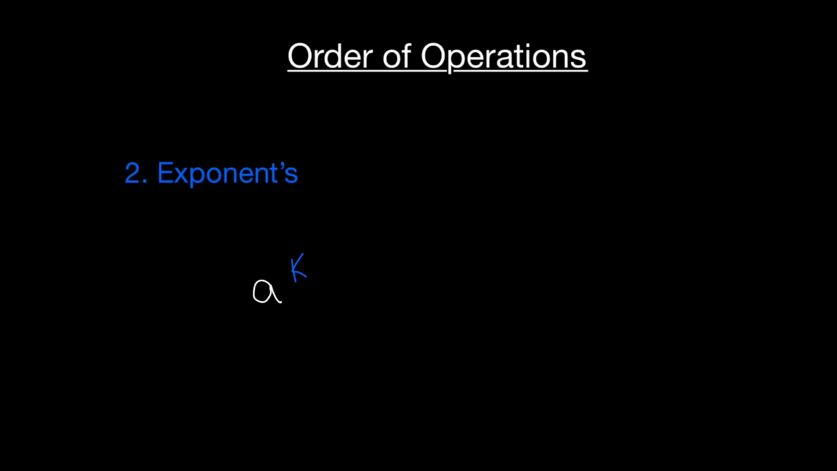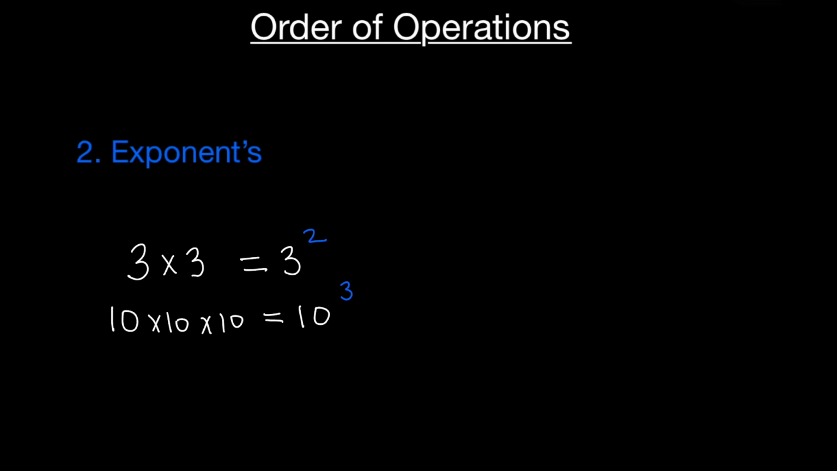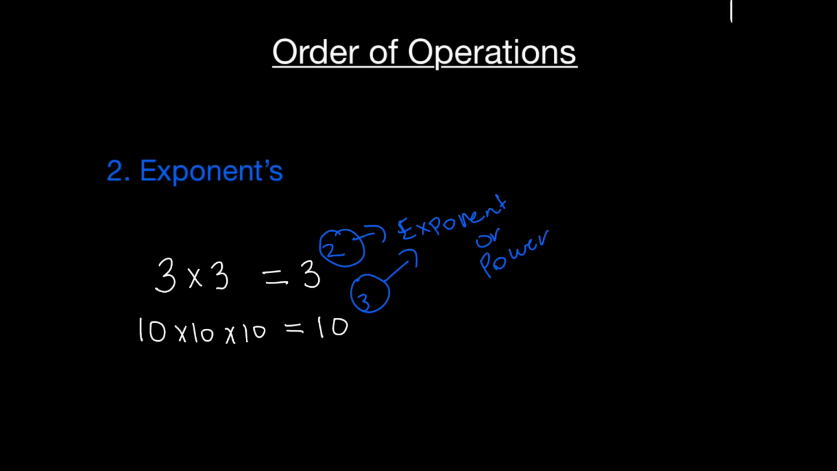The next rule is exponents. Exponents are just a way to write repeated multiplication. So for an example, if we have 3 times 3, we can write it as 3 being multiplied 2 times. If we have 10 times 10 times 10, we can write it as 10 being multiplied 3 times. The smaller number here is called an exponent or power. It just tells you how many times the number is being multiplied. So for an example, this power here is 3, and we will call this 10 to the power of 3.